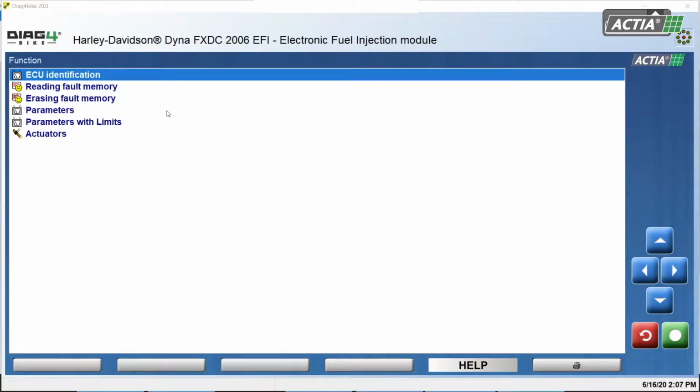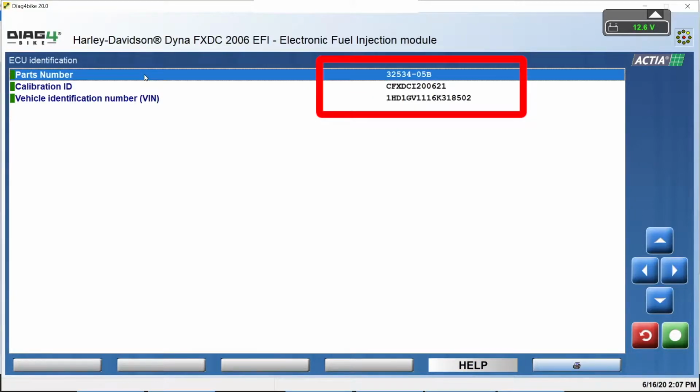Control unit identification is a function that provides you the basic information about the control unit, such as part number, VIN of the motorcycle, or calibration ID. This function can therefore be used to verify that the motorcycle is fitted with the correct control unit.